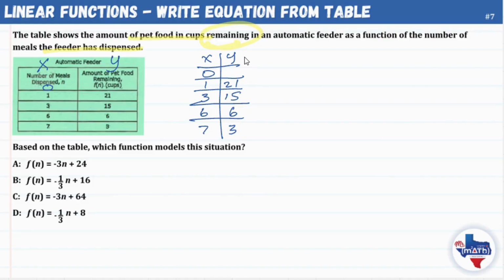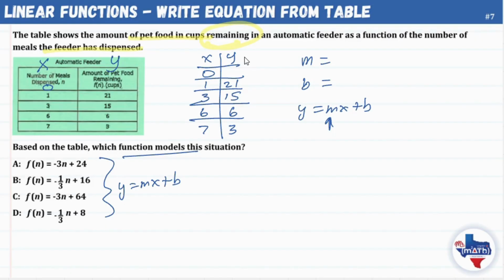So we need to write down a few things because we're trying to model a function. And these functions are actually modeled in the form y equals mx plus b. So I would say we need to write 3 things down: m equals, b equals, y equals mx plus b, where m is our rate of change or our slope, and b is our y-intercept or starting point.